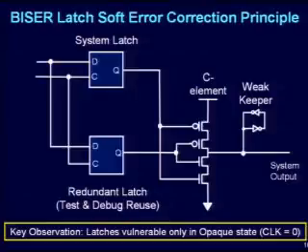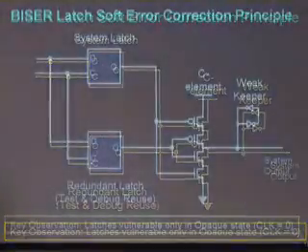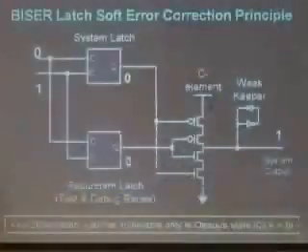So again, you have these 2 latches. This is the system latch, this is the redundant latch. And your combinational logic is going to write something into the latches. So the way this whole thing works is the following: let's say the combinational logic was trying to write a 0 into these 2 latches.